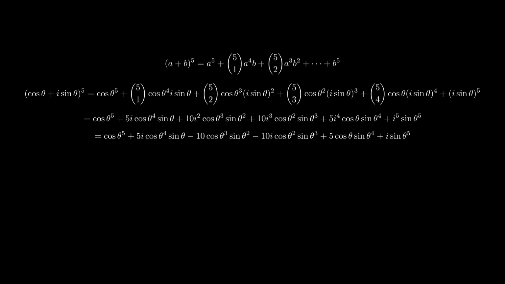Finally, on the last line, all we need to do is group the terms that have an i with them together and the terms that don't have an i with them together. So we can see that our final answer is cos^5 θ minus 10 cos^3 θ sin^2 θ plus 5 cos θ sin^4 θ. That is the terms without the i. Then we factorize out the i from the other terms, and we're left with i times (5 cos^4 θ sin θ minus 10 cos^2 θ sin^3 θ plus sin^5 θ). And this is our final answer.